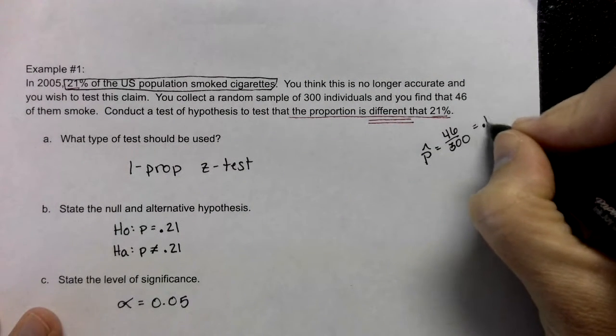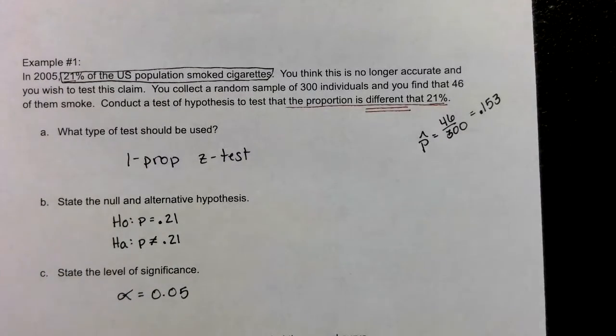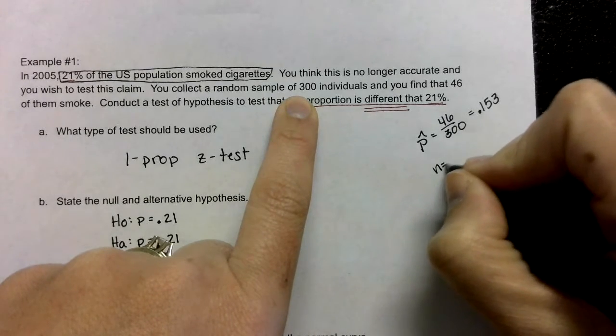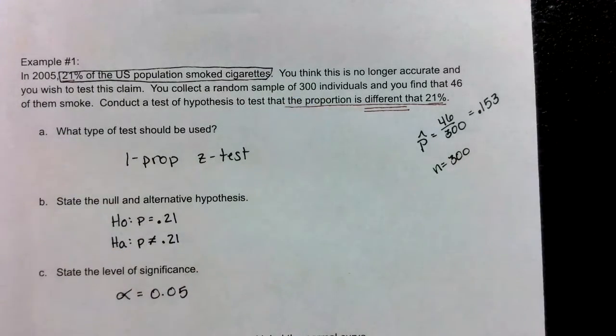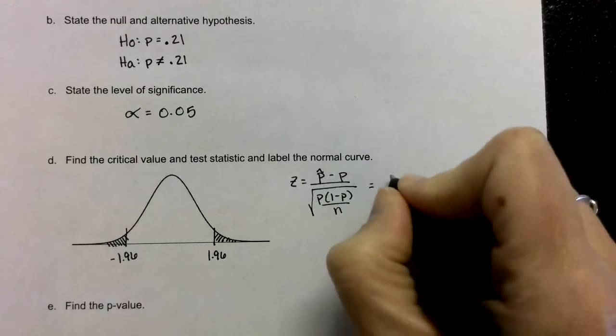So that is 0.153. Okay. And then 300 would also be my n. That's my total number of people that I have. So this is what I've got going on for my variables. So I'm going to plug everything in.